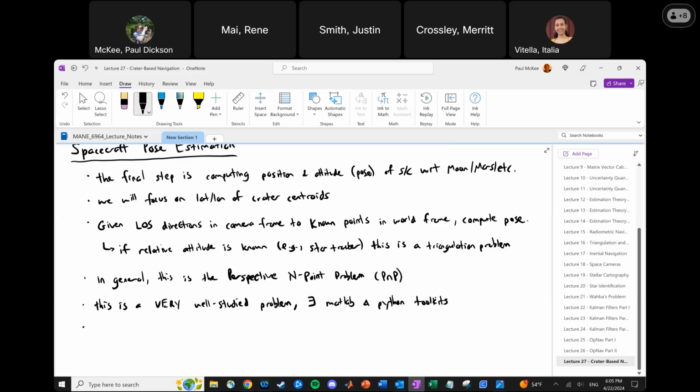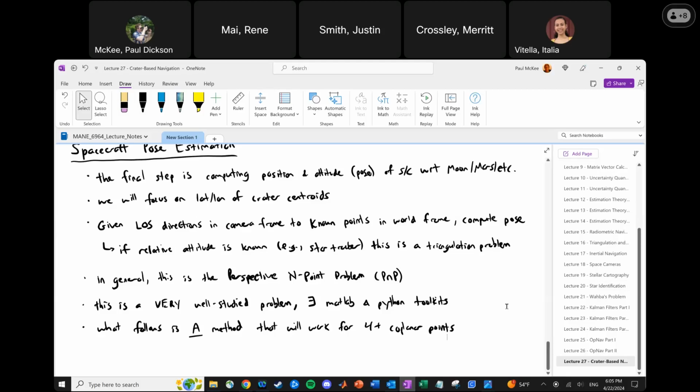What follows is a method that will work for 4 or more coplanar points, such as the crater rim centers on the surface of the moon. This is by no means the best way of solving the problem. This is just the smoothest learning curve, the way I see it. Like, if you needed to explain the PNP problem to somebody in 20 minutes, this is it. And if you look, there are about 20 minutes left in class, and we're going to try to do PNP.